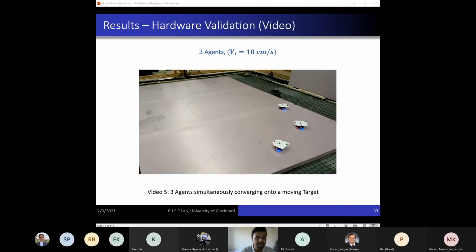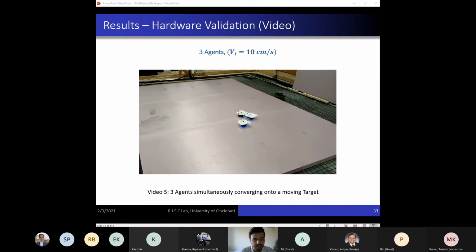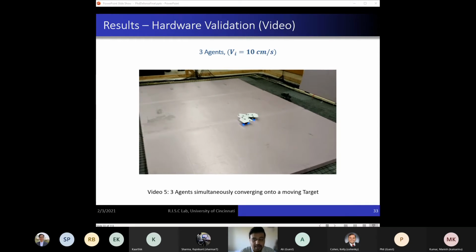We also validated the same on hardware using a fixed convergence point. Unfortunately, I don't have a better hardware video, but this work, along with a target handoff problem, was validated on hardware using ground and aerial vehicles at AFRL.